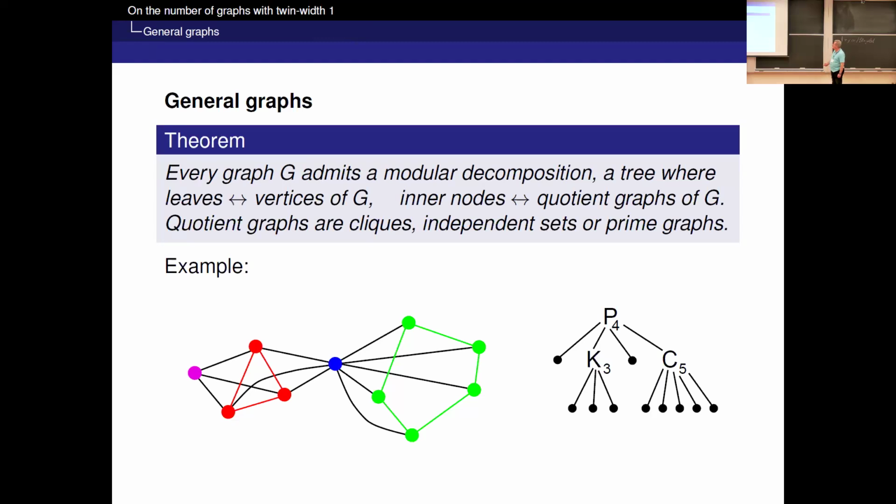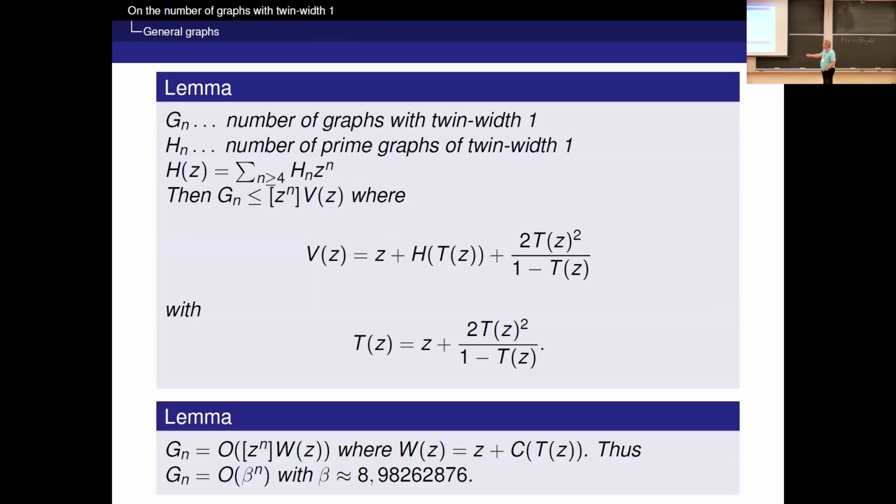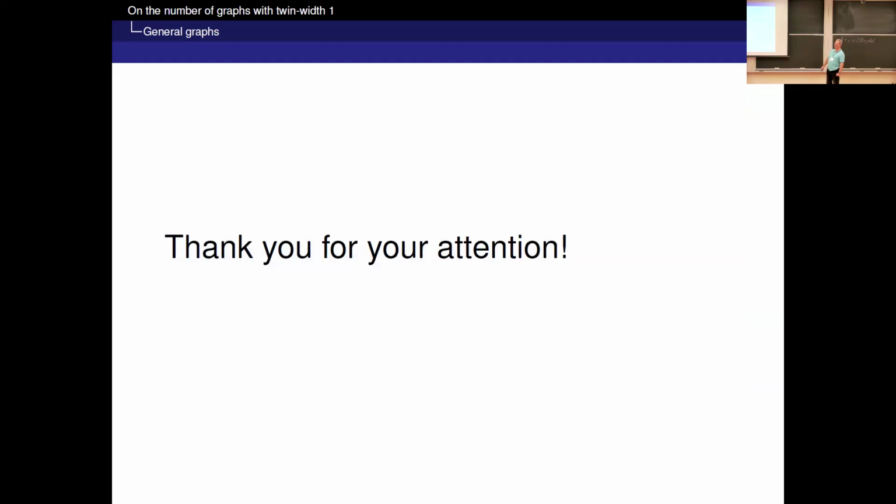You use the modular decomposition for general graphs, and then you can insert into the modular decomposition the bounds we have already, and get another function that describes more or less a sequence of upper bounds for the numbers of twin-width at most one graphs without the side condition that they are prime graphs. Again, this has a simple pole, and this gives you that. And for the lower bound, I have nothing.